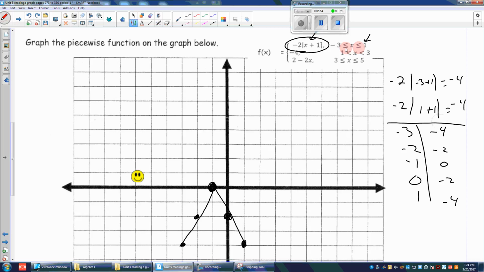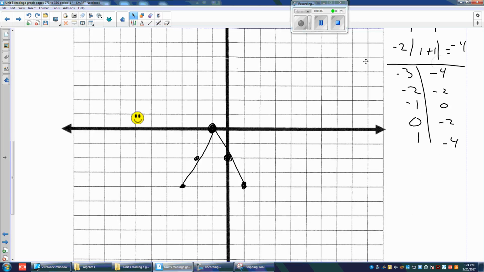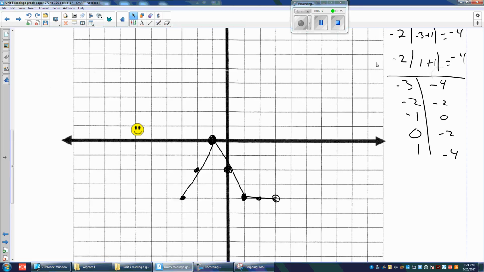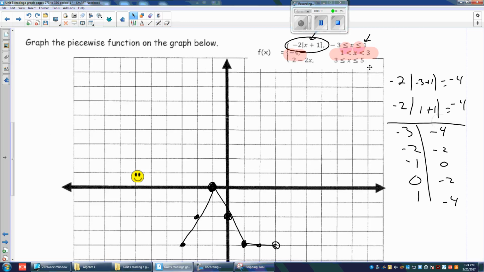Now, this is easy. It's -4 all the way from 1 to 3. So we go to -4 from 1 to 3. There is already a point at 1, then to 2, to 3, and 3 says it has to be open. Why does it have to be open? Because it doesn't say equal to there. It says just less than.